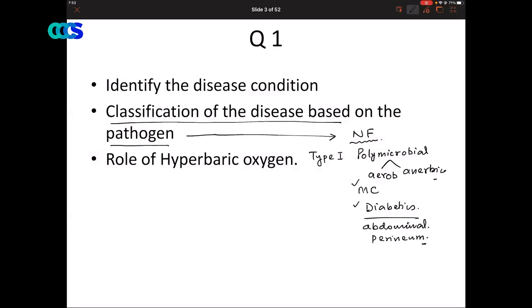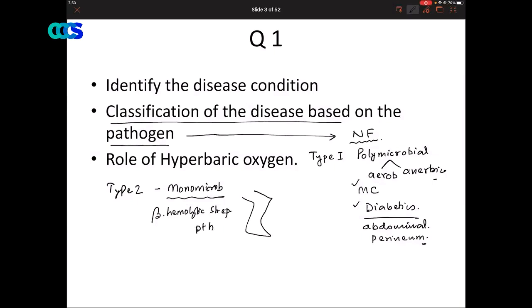So to start again. Type 2 necrotizing fasciitis is monomicrobial. By monomicrobial, this is very specifically due to beta hemolytic streptococci, which is the most common isolated. These are usually seen in the limbs, and the patients are known to be previously healthy rather than diabetics having it over the abdominal wall and the perineum.